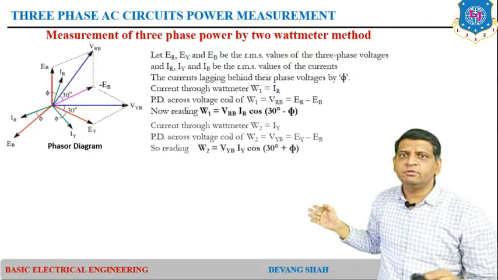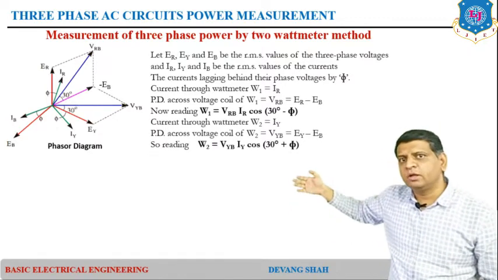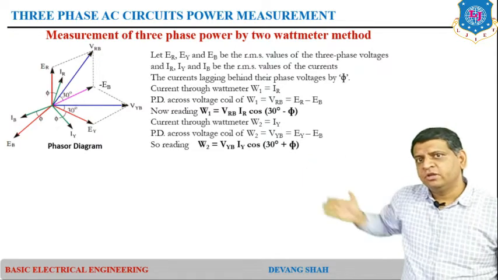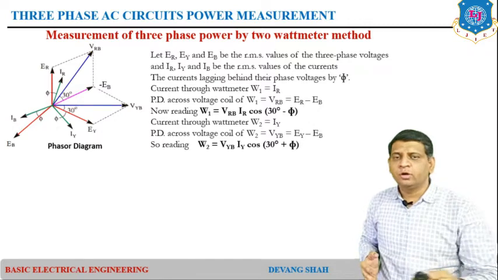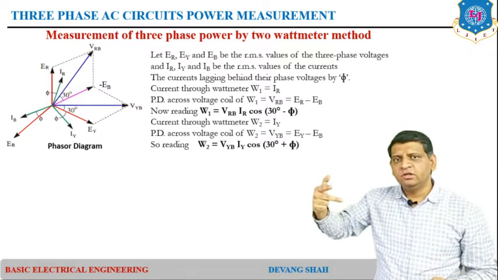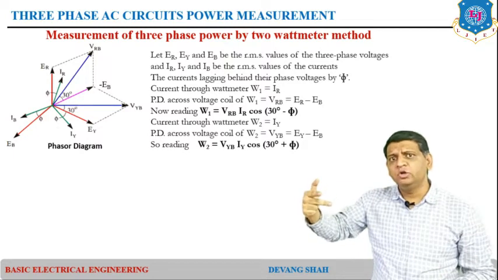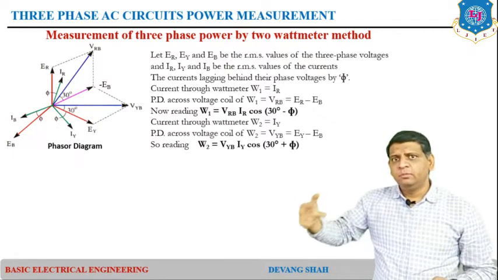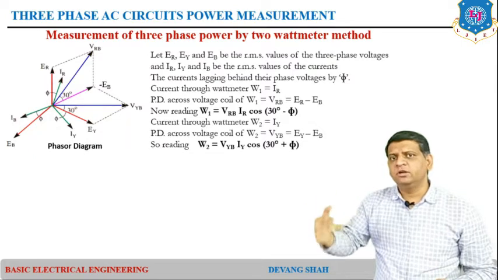Now, the same terminology goes for W2, IY and VYB, right. So, from the phasor diagram you can see the relation between these two vectors is nothing but cos(30 plus phi), right. So, from these two equations, W1 is equal to IR into VRB into cos(30 minus phi), and W2 is equal to IY into VYB into cos(30 plus phi).